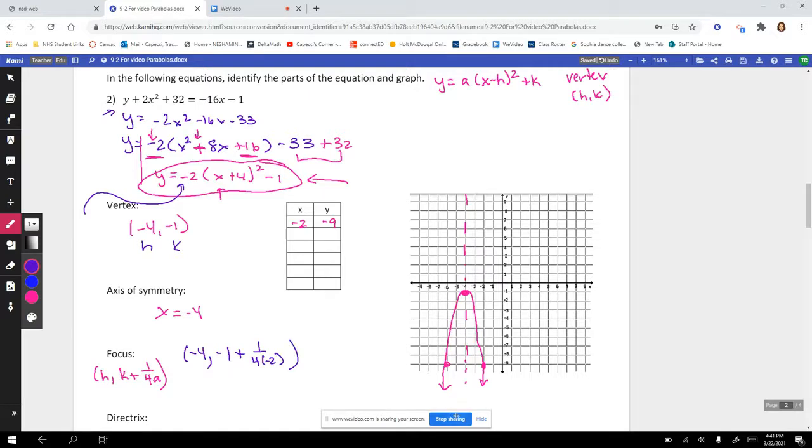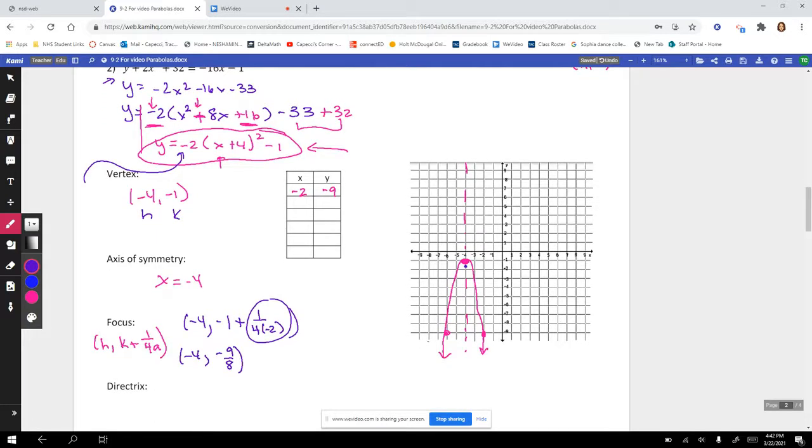So that gives me negative 4, comma, and then this is 1 over negative 8, negative 1/8. So plus negative 1, that's going to give me negative 9/8 or negative 1 and 1/8. Either way is fine. Okay, so I'm going to be negative 4, negative 1 1/8. So I'm just going to be just right in here. Okay, now this is from negative 1 on my vertex, from negative 1 to negative 9/8.